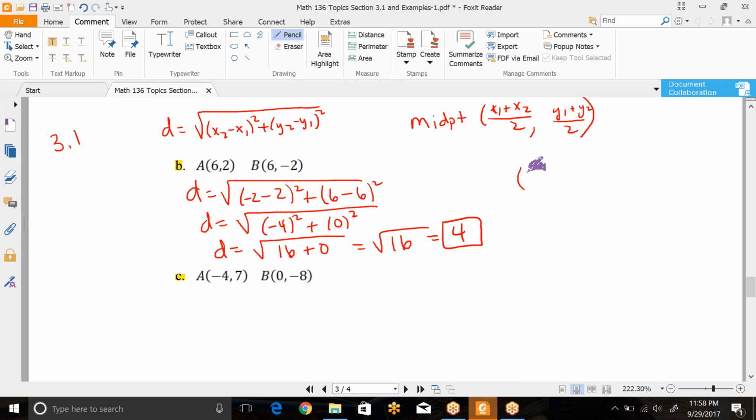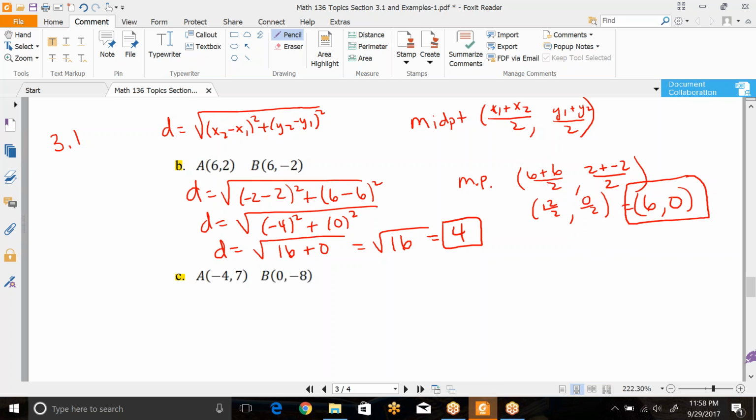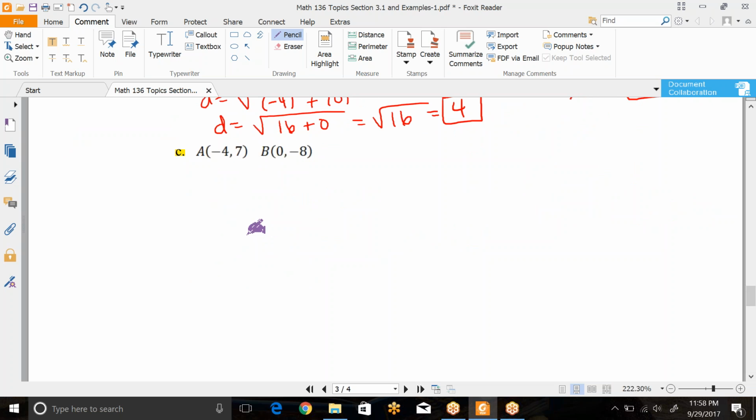For the midpoint, we would add the x's together and cut that in half. Then we would add the y's together and cut that in half. That becomes 12 over 2 and 0 over 2. So this is 6, 0. So there's the midpoint.